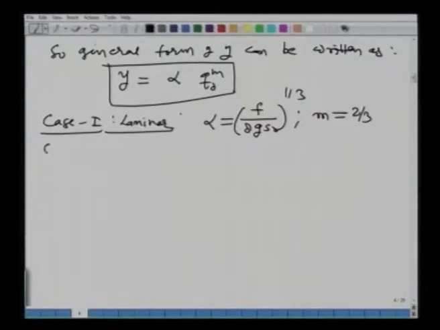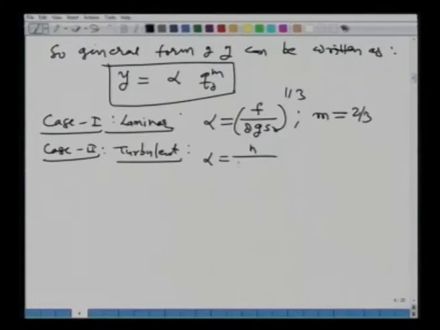And case 2, for the turbulent overland flow, you would have alpha is equal to n over 1.49 under root S, all of this raised to the power 3 by 5, and m is equal to also 3 by 5. This is true for the FPS system.